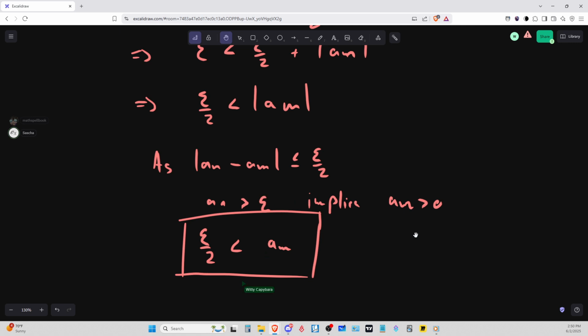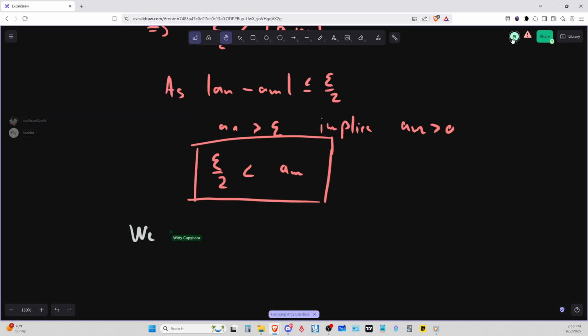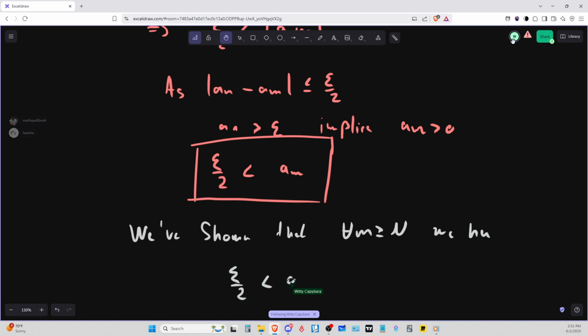So now we know that. What we showed is that for every little n which is bigger than big N, we have epsilon over 2, which is a bound from below for AM.